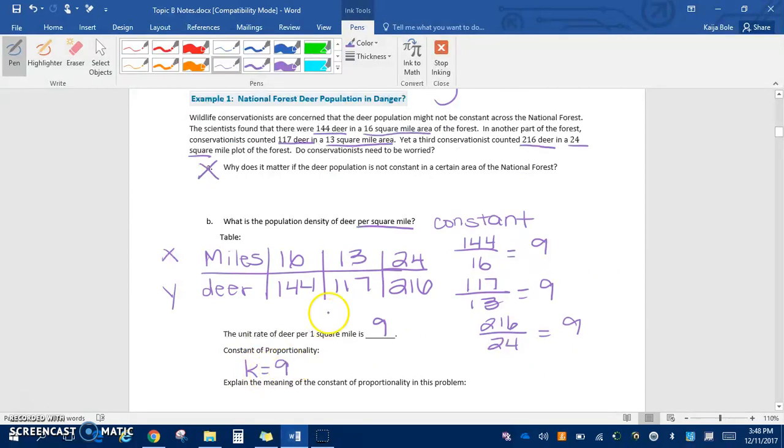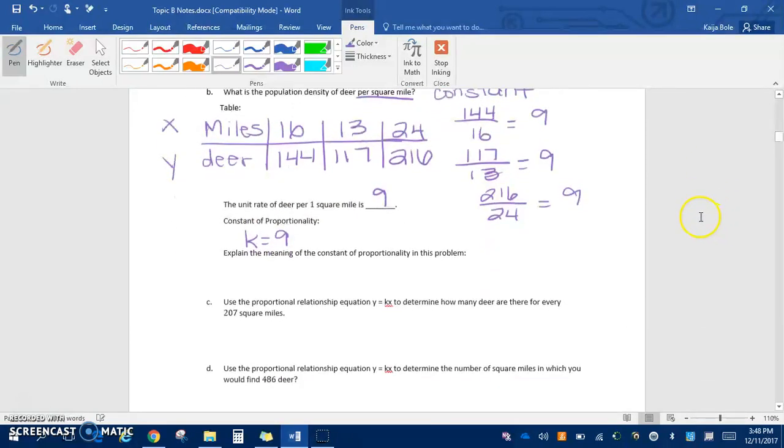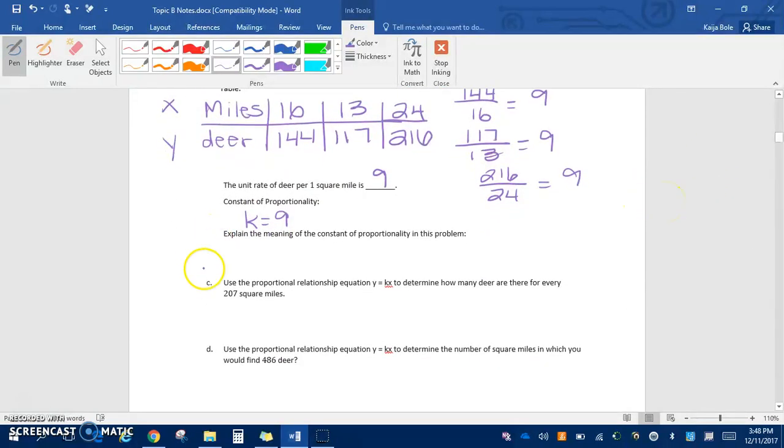And now it says to explain the meaning of the constant of proportionality. So this would mean that there are 9 deer per square mile.